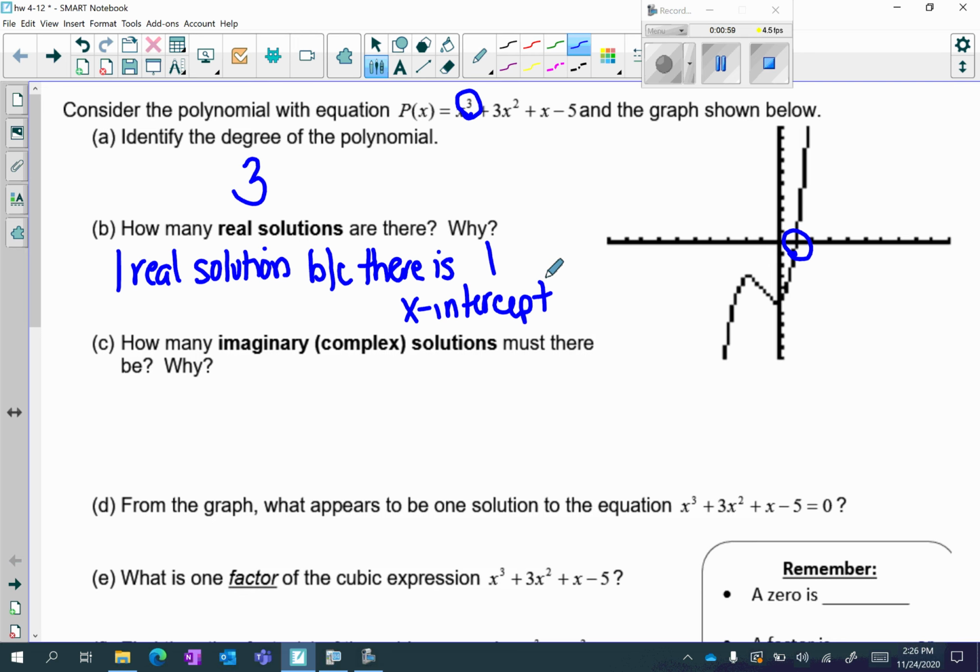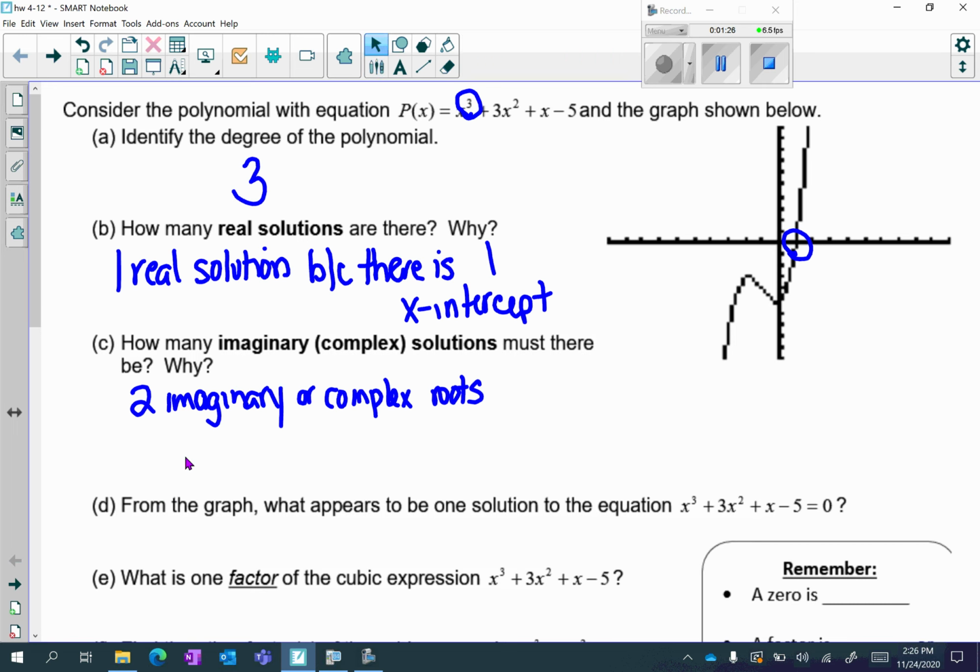Part C, how many imaginary or complex solutions must there be and why? So your total number of solutions should equal the degree. And I have one real, so there are two imaginary or complex roots. And we have to explain why, so I'm just going to type my answer.